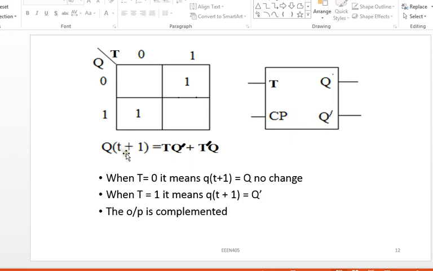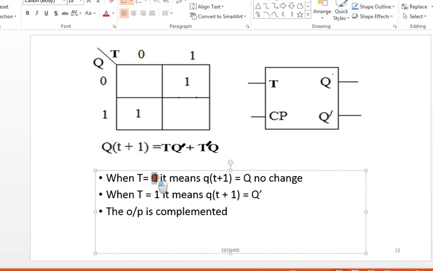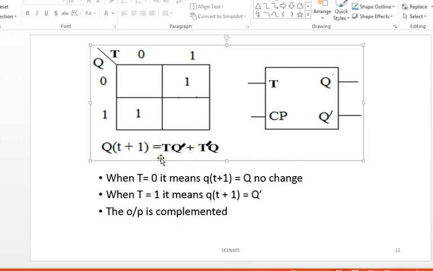Now to further illustrate that toggling effect, let us take this equation and say, okay, when our T is equal to 0, put it here. If T is equal to 0, when you come here, your T should be 0. 0 multiplied by this Q prime will go to 0. But when T is 0, T prime should be 1. 1 times Q should remain as Q. It will remain as Q. But when T is equal to 1, let's come here and substitute. When T is equal to 1, the T prime should be 0. 0 times Q should be 0, which means 1 times Q prime should be what? Q prime.